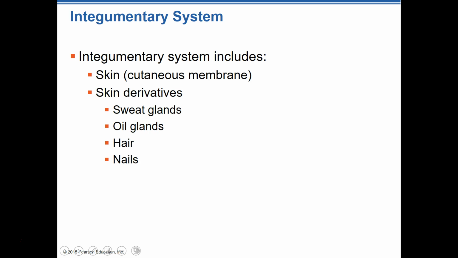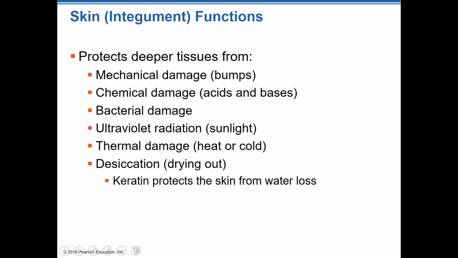All right, so we talked about some glands. Now let's look at the integumentary system. Basically, the integumentary system is nothing more than the skin. It is the skin, the cutaneous membrane, and all of the skin derivatives: sweat glands, oil glands, hair, and nails are all part of the integumentary system. So we're going to talk about all of them briefly here, so you'll have kind of an idea of what they're all about.